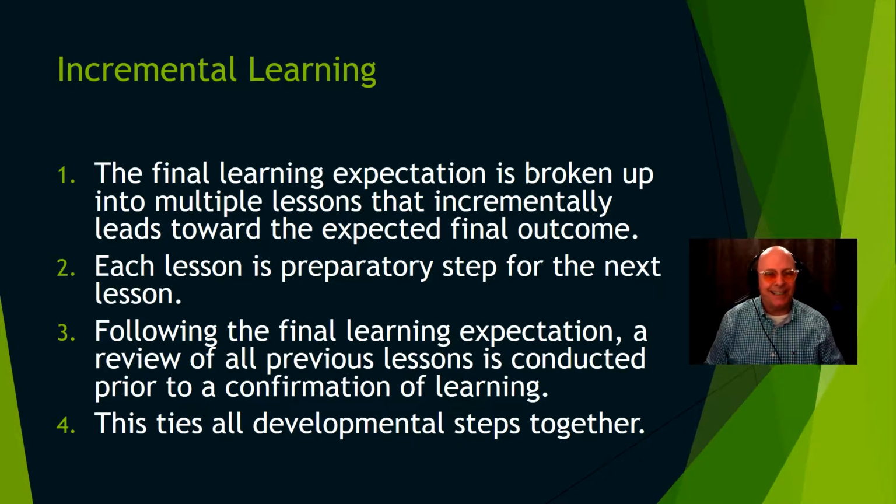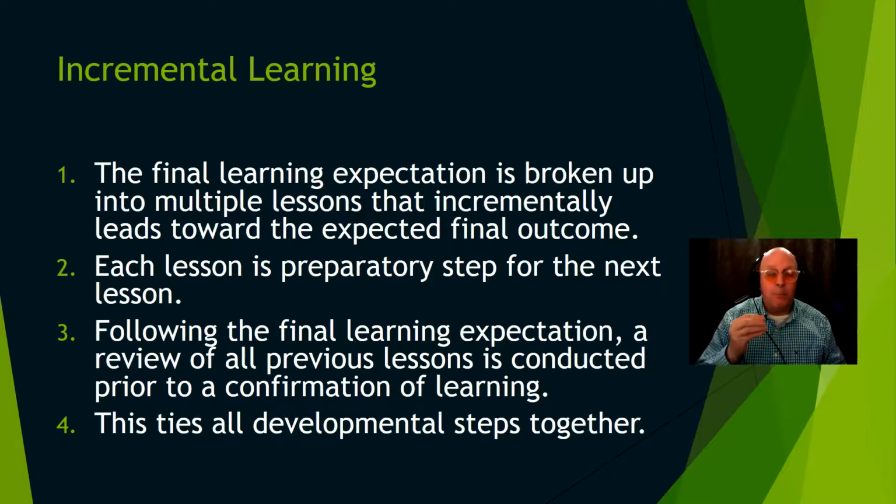Number 2, each lesson is a preparatory step for the next lesson. And in that next lesson, you may do a review of the previous lesson just to show the connectivity of the 2 lessons. Number 3, following the final learning expectation, a review of all previous lessons is conducted prior to a confirmation of learning. For example, a unit of lessons may consist of 7 lessons or 10 lessons. The final lesson of that unit is a comprehensive review of the material.